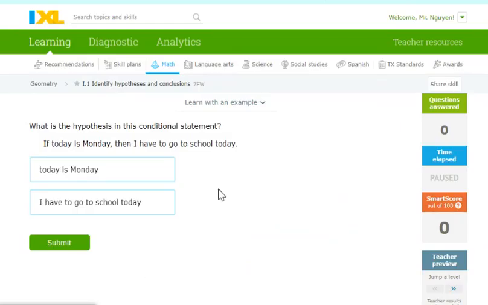So if you look at this example, it says, if today is Monday, then I have to go to school today. And the question is looking for the hypothesis, right? So as we said before, the hypothesis is the sentence that follows immediately after the word if, right? So today is Monday would be the hypothesis for this example.